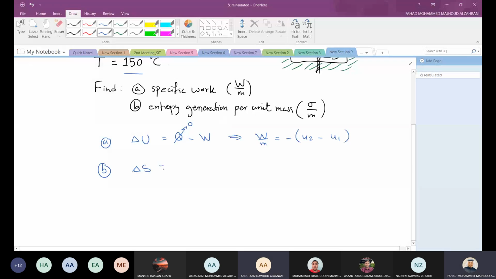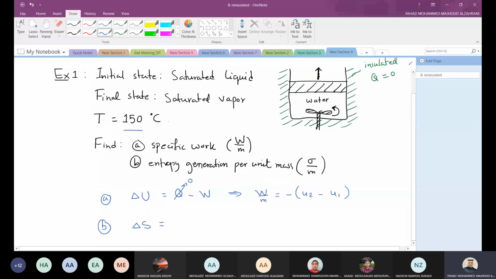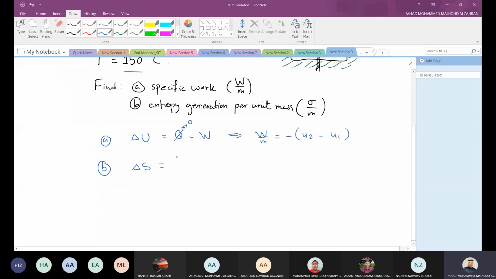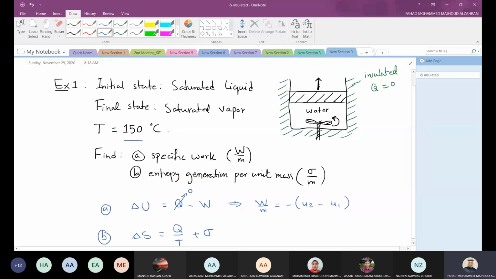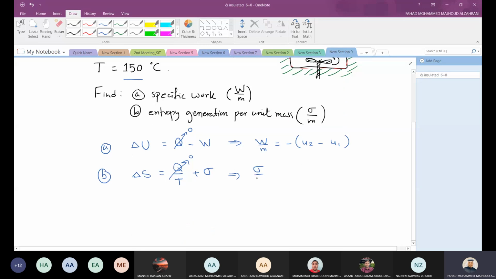So from the table too also. So delta S. So for this case يا شباب, the temperature everywhere is 150. So I will consider also the boundary is constant temperature. So I have Q over T plus sigma. طبعا since our Q is what? What is Q? Across the boundary, 0. So we have a system boundary. So Q is 0. So basically sigma over M equals delta S. As simple as that.